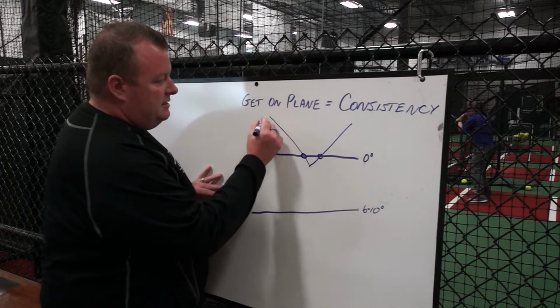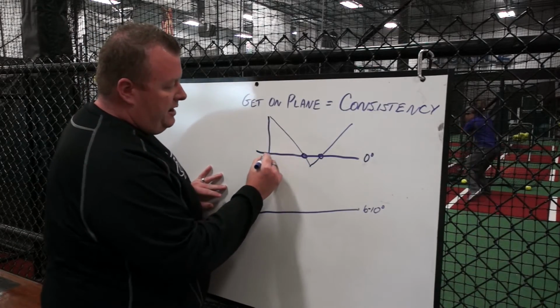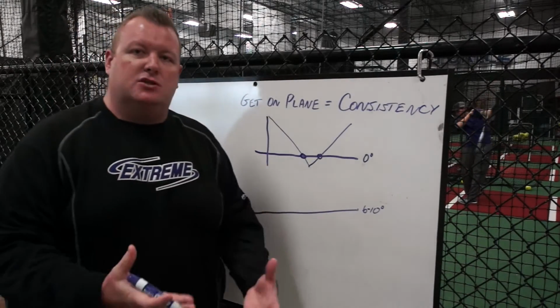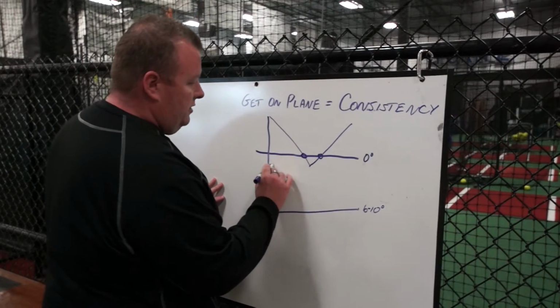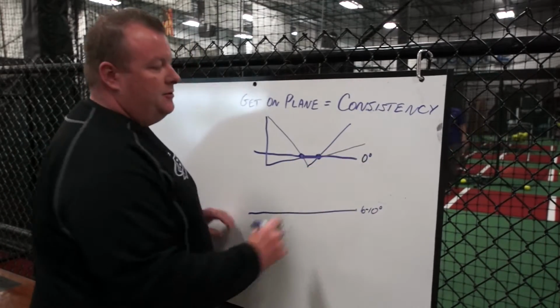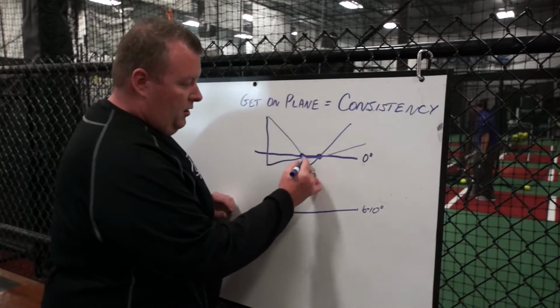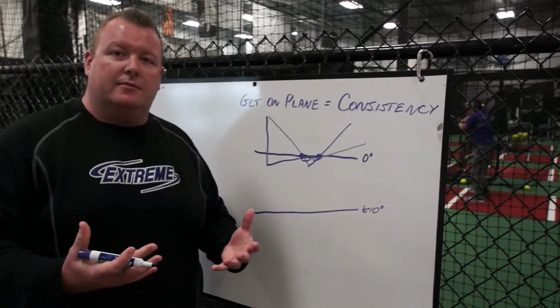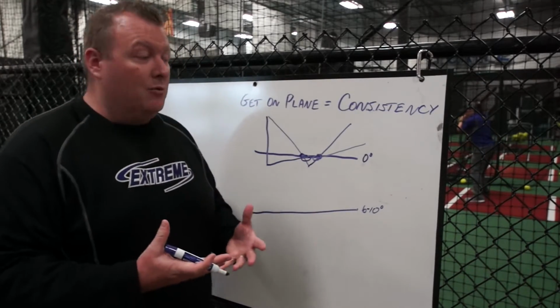Another problem that we see is that a hitter may drop their hands, making that kind of the first move in their swing, and then they're really fighting to get on plane throughout the rest of the swing. Again, only crossing a couple times and leading to inconsistent outcomes.